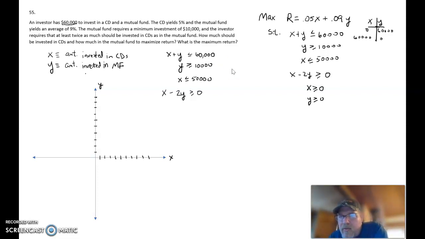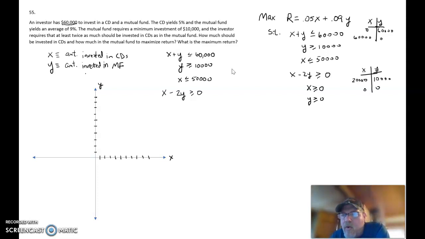X minus 2Y greater than or equal to 0. And since I'm in 10,000s and 20,000s, let's put a 20,000 in for X. That means Y is 10,000. 20,000 minus 20,000 is 0, so Y is 10,000. And put a 0 in for both. This thing does go through the origin, so 0, 0 is a good point as well. And then X greater than or equal to 0 is anything to the right of the origin, and Y greater than or equal to 0 is anything above the X-axis. So I'm in the first quadrant. So easy to graph here.